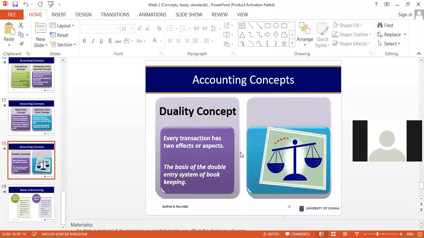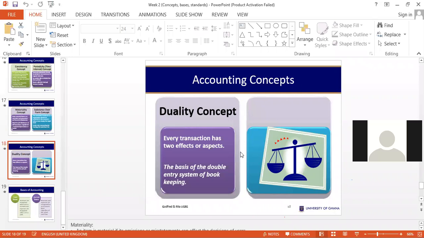The last one is the duality concept. Now, the duality concept suggests that every transaction that we have, okay, affects two aspects. Within the transaction, there are two items that is affected of the business entity. Of the business entity, not the one managing it. And that is one thing you must note. Of the business entity, there are two aspects or two items within the business that is affected. And so you must look for those items and record it.